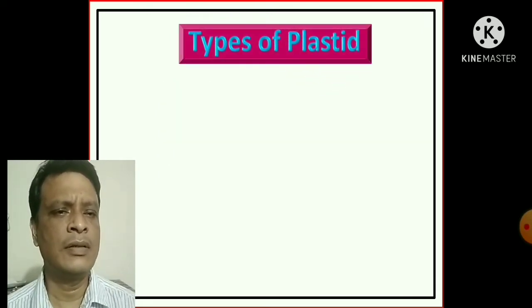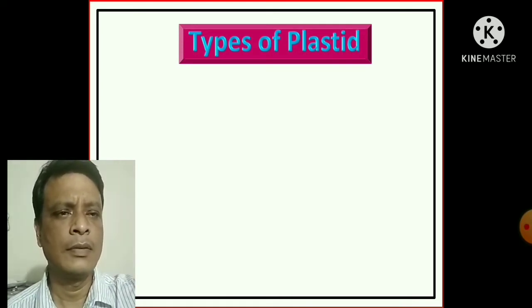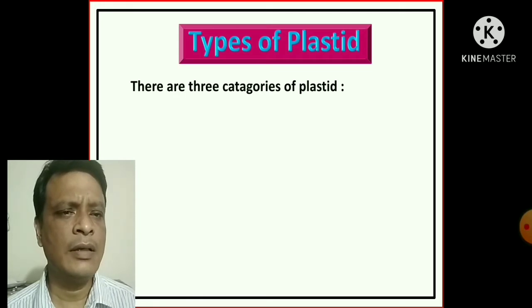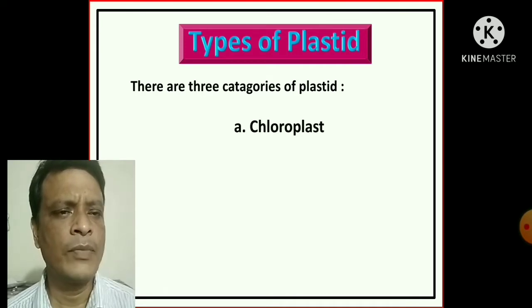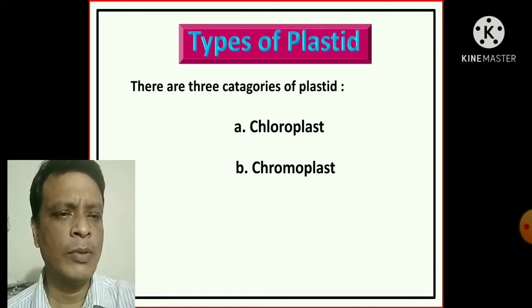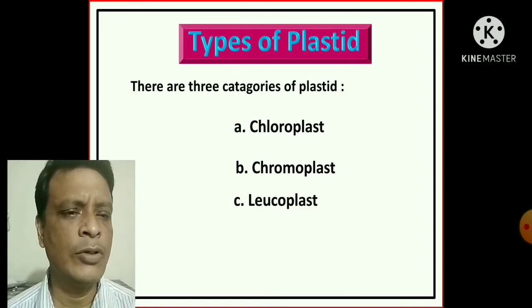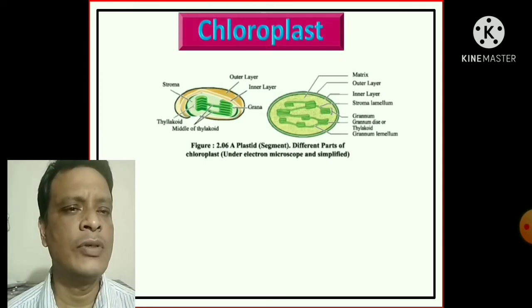Now let's discuss the types of plastid. There are three categories of plastid which are commonly found in green plants. Number one, the chloroplast. Two, the chromoplast. Three, the leucoplast. Now, first of all, I would like to discuss the chloroplast.